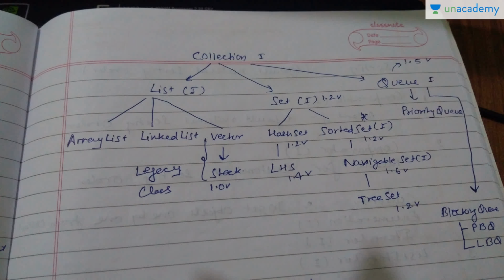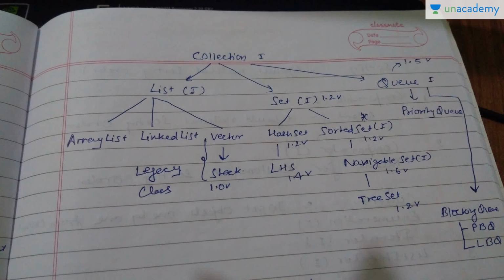If we go through Set, then Set is an interface and it is also divided into 2 types: HashSet and SortedSet. Within HashSet we have one more class, that is LinkedHashSet. Within the SortedSet interface, we have the NavigableSet interface and the TreeSet class. If we go to Queue, there is PriorityQueue and BlockingQueue. Furthermore, under BlockingQueue, we have PriorityBlockingQueue and LinkedBlockingQueue.